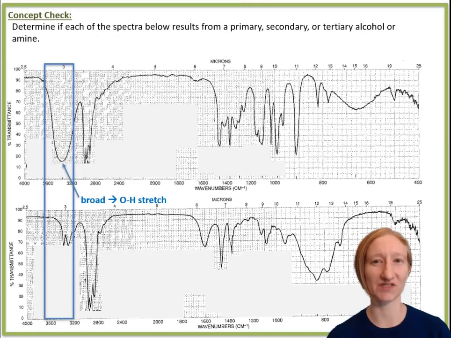So then we should look for the CO stretch. These appear between 1050 and 1200 wave numbers, and in this spectrum we have a peak right about 1100 wave numbers, so this is most likely a secondary alcohol.